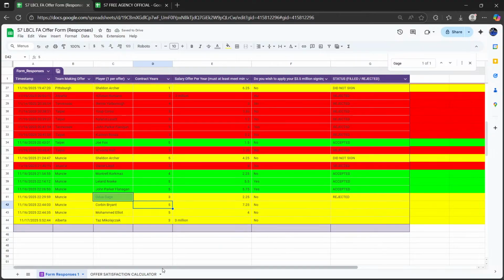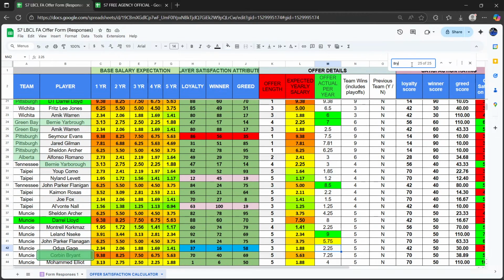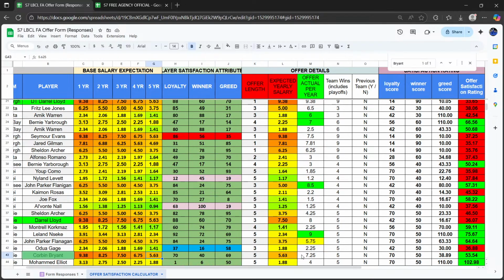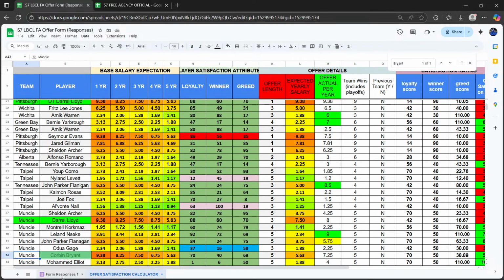Corbin Bryant. Bryant is going to say yes. Man, that's an expensive ask, but his highest trait is loyalty. They offered him a long deal. He's got decent greed. They offered him 2.5 ish, a little under two, 1.75 million over the top of 5.5. So I mean that tracks. And then winner being the least important, and they're still basically a good team. The Corbin Bryant deal goes through.